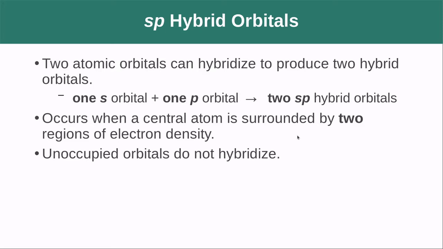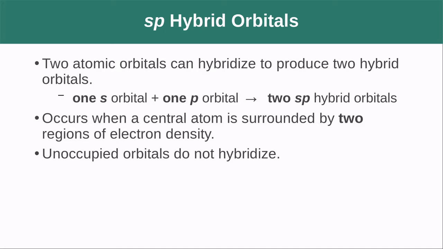We're going to combine together orbitals of two different kinds. We'll start with just a single s and a single p. The two atomic orbitals can hybridize to produce two hybrid orbitals. These are called two sp hybrid orbitals. This occurs when a central atom is surrounded by two regions of electron density.